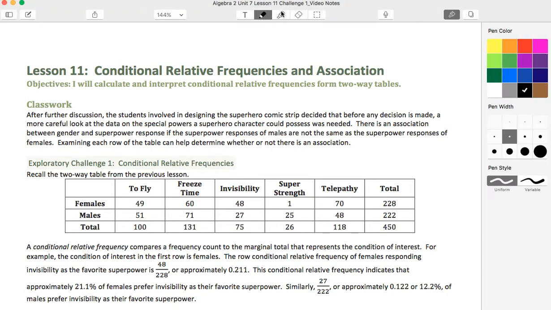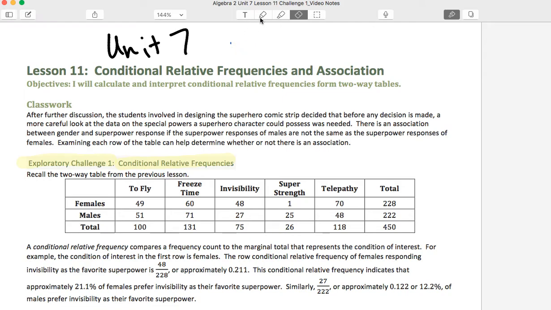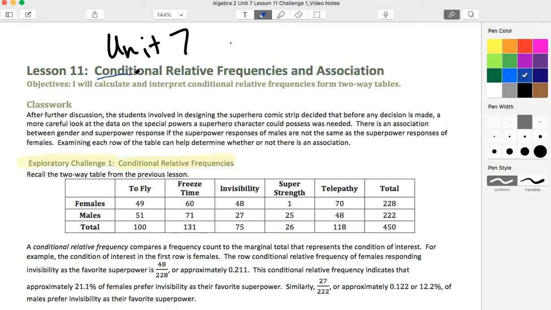This is Unit 7, and we're doing Lesson 11. In this lesson, you're going to have a series of exploratory challenge problems. In this video, we are going to cover the first exploratory challenge, and it's going to be on conditional relative frequencies. So that's what you also have to title your notes. I guess it's written right here: conditional relative frequencies. And then in later videos, we're going to talk about association.